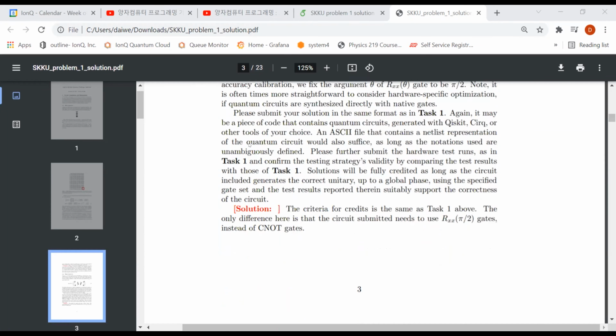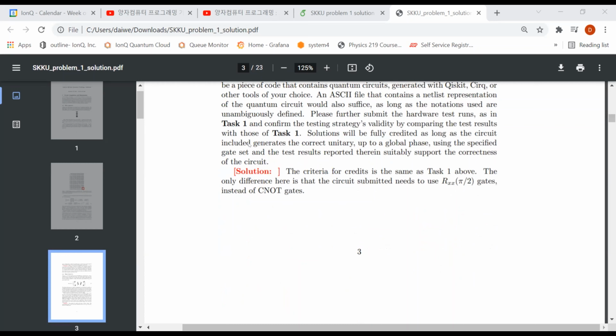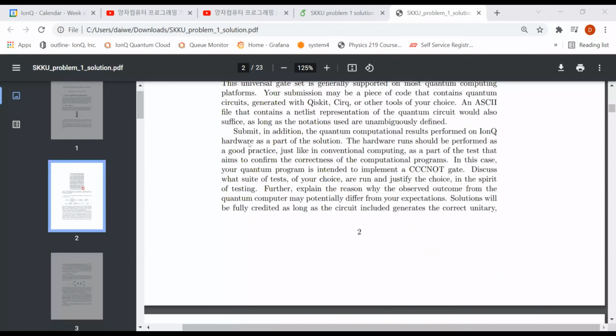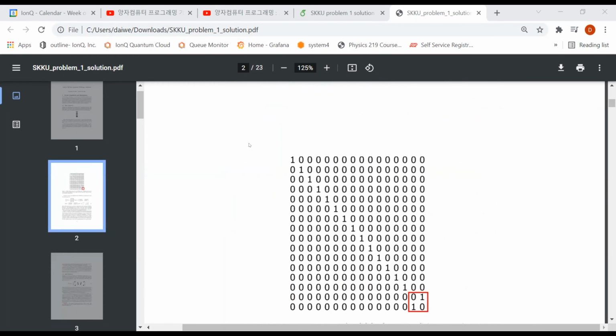And also, again, because we don't require the final solution to be optimum in terms of any criteria, as long as the unitary is verified to be the correct unitary as given here, the solution will be accepted with full credit.